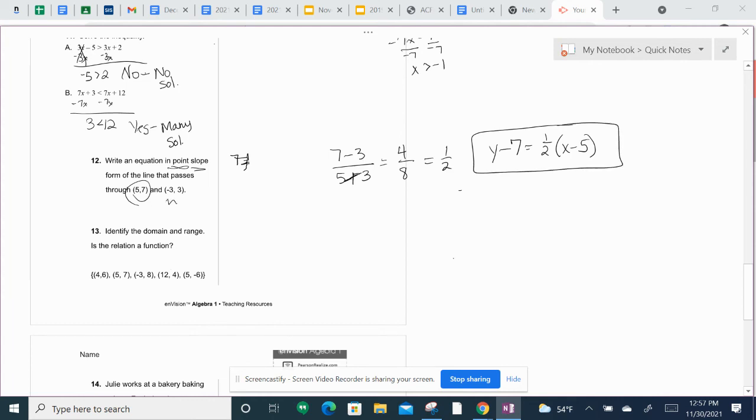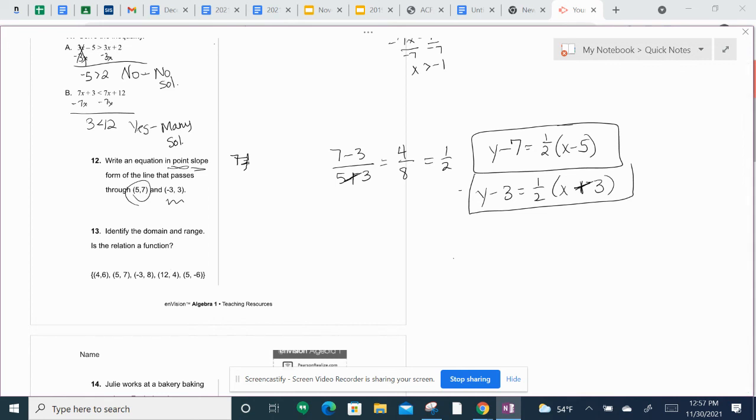Now, just in case you chose the other point, that equation would be y minus 3 is equal to 1/2 times x minus negative 3, which in fact is a plus positive. Guys, I would accept either answer on this problem. We're getting close to the end here.